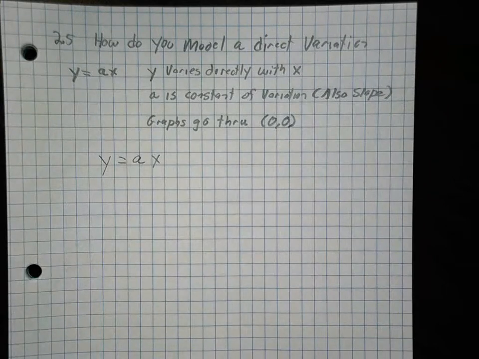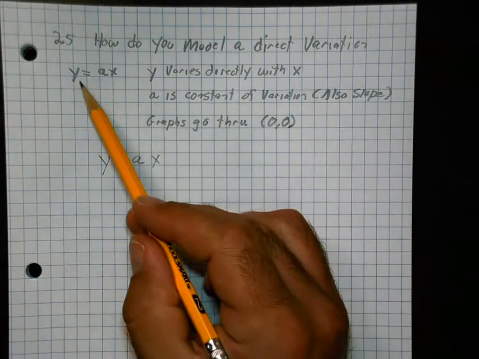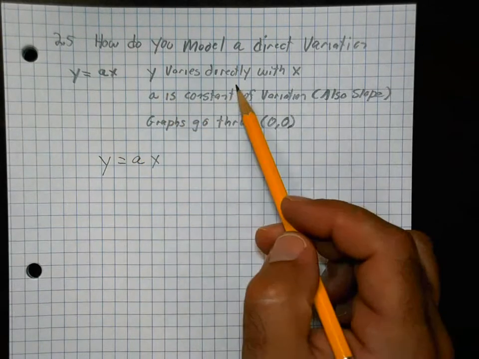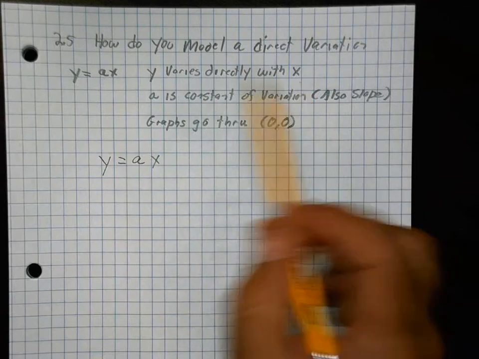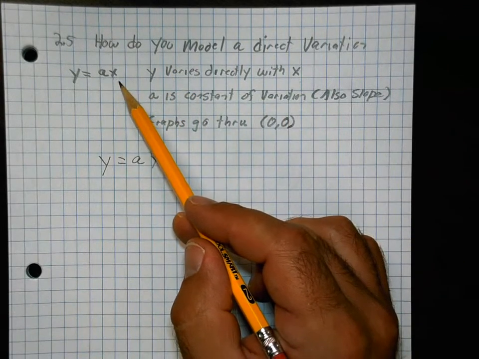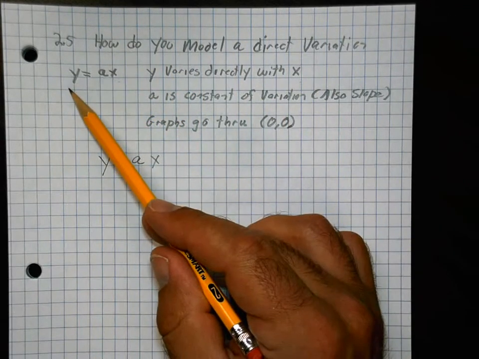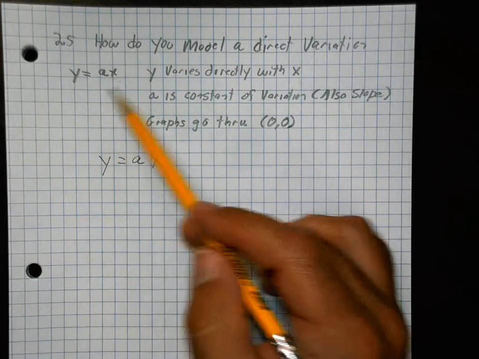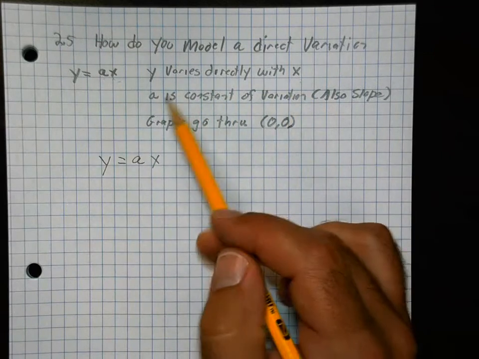Hello, today's section is section 2.5, how do you model a direct variation? So direct variation is in the form y equals a times x, and we say y varies directly with x. As x increases, y is going to increase. As x decreases, y decreases. So y varies directly with x.